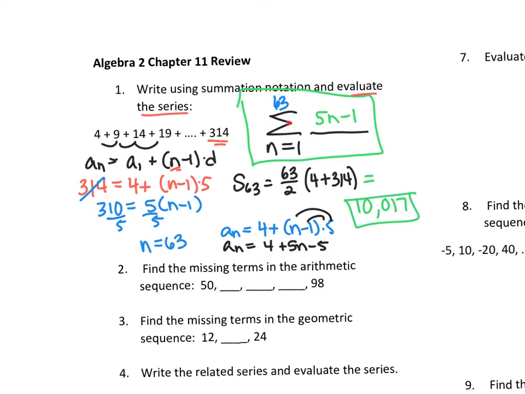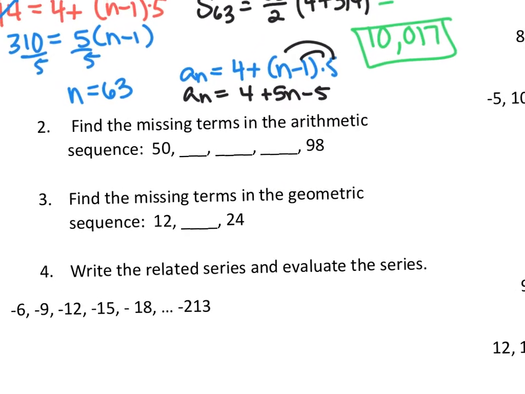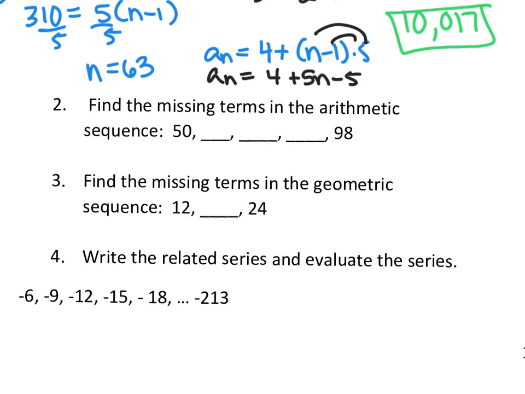It's a pretty loaded problem for problem number 1 because you had to do a lot of things. You had to know how to write the summation notation. You have to figure out how many terms there are by using the explicit formula. You had to write the explicit formula right here, and you had to sum up the sequence or find the series.